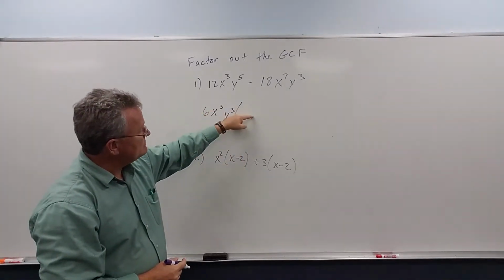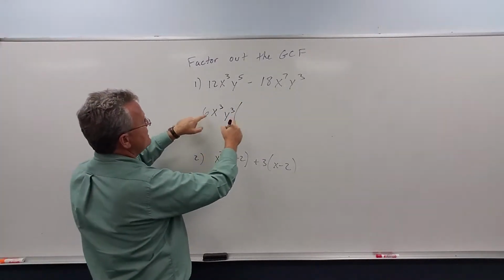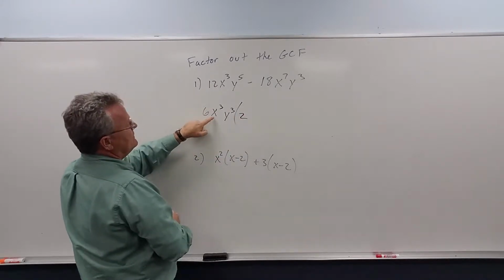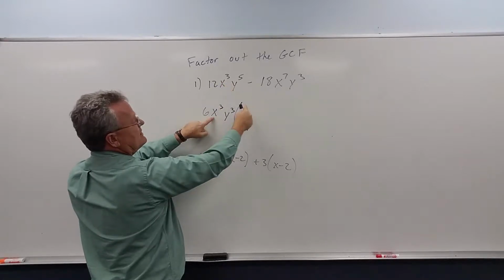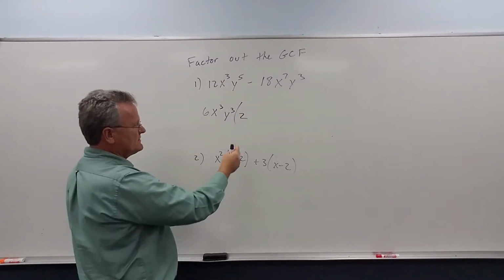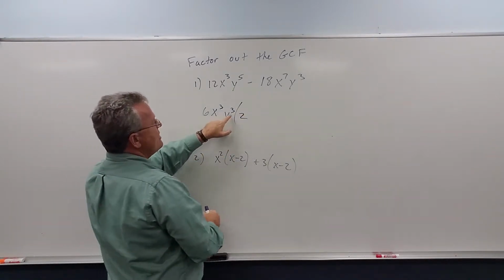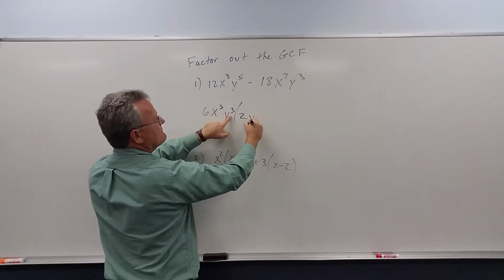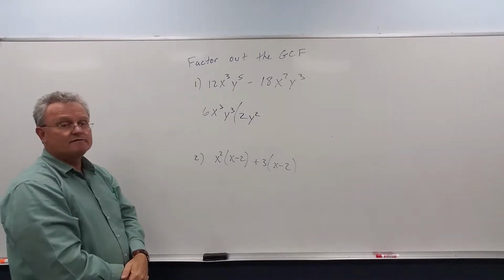Now when I distribute this, it's got to take me back to here. So 6 times what gives me 12? 6 times 2. X to the 3 times what gives me x to the 3? Well, x to the 3 times 1, but I don't need to put the 1 in there because 2 times 1 is 2. And now the y. Y to the 3 times what gives me y to the 5? Y to the 3 times y to the 2 is y to the 5.